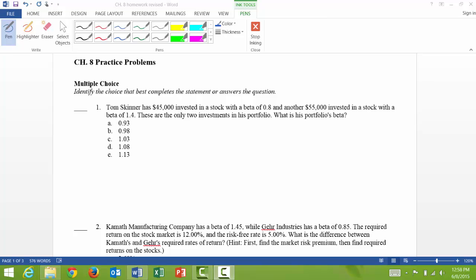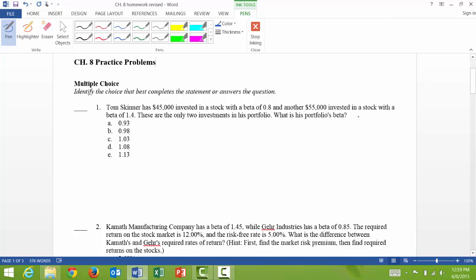So let's look at the Chapter 8 practice problems. Question 1: Tom Skinner has $45,000 to invest in a stock with a beta of 0.8 and another $55,000 invested in a stock with a beta of 1.4. These are the only two investments in his portfolio. What is his portfolio's beta?